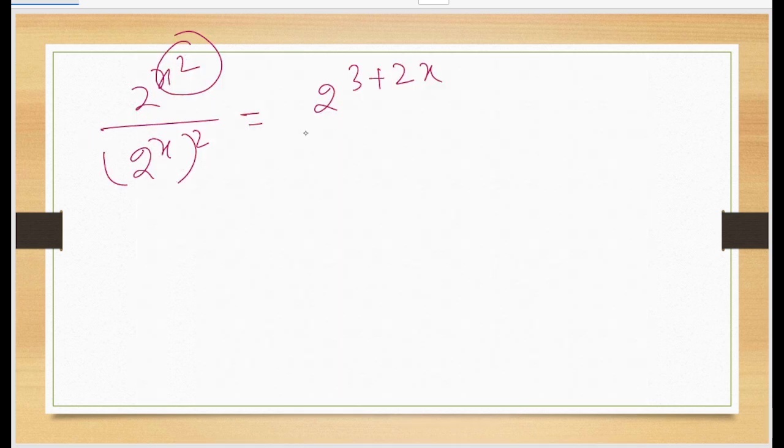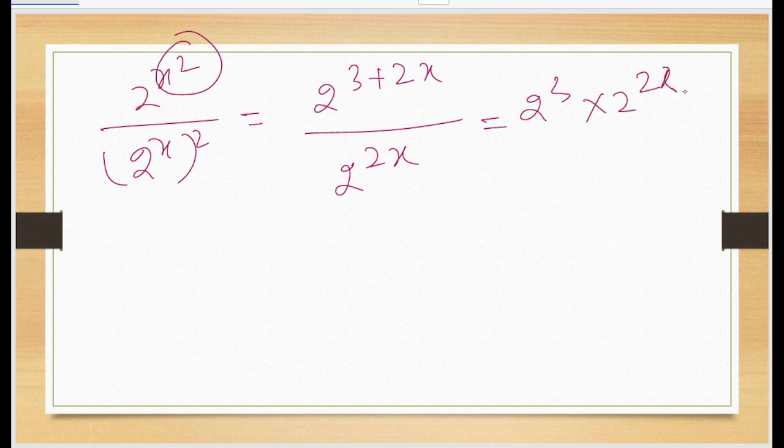Upon, we can write this also as 2 raised to 2x. So further we can expand it. So this will become 2 raised to cube into 2 raised to 2x upon 2 raised to 2x. The 2 raised to 2x in the numerator and denominator will be cancelled out and the remaining part will be 2 cube, that is 8.